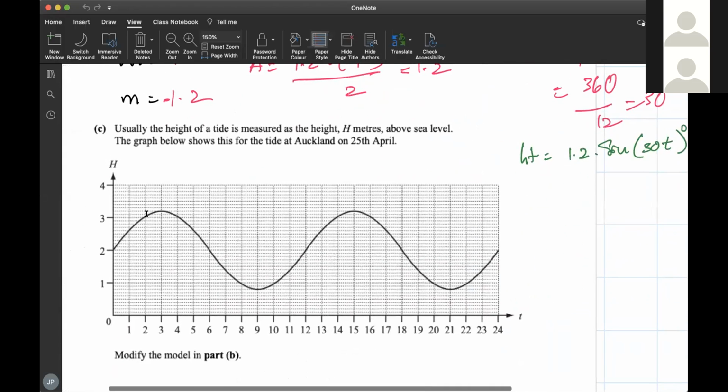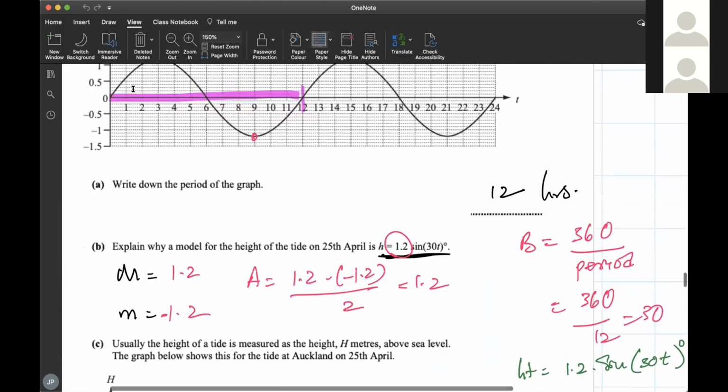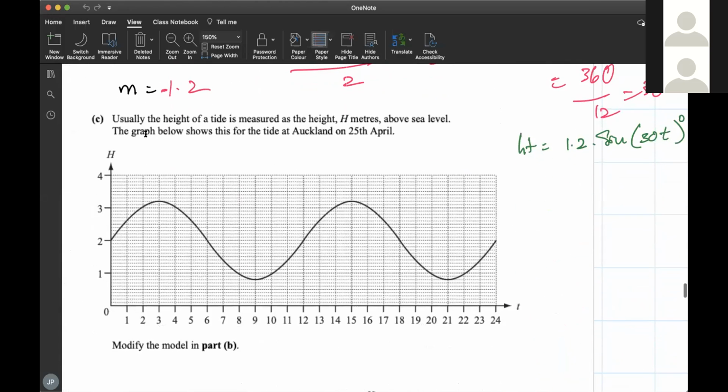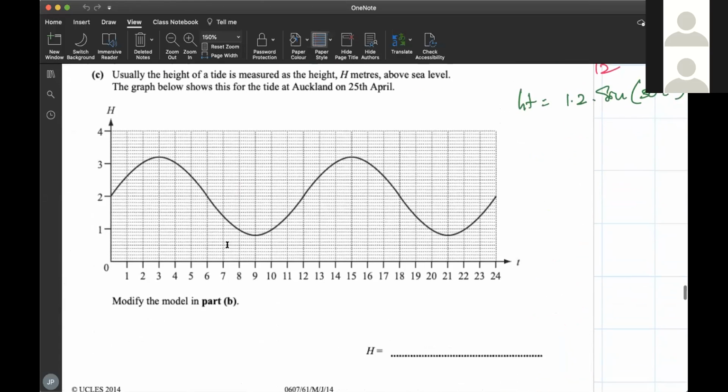And here's the next part. They said, usually the height of the tide is measured with capital H meters above sea level. So there is a new graph. As you can see, the starting point is 2 here. It was starting at 0 here. That's the difference now. So there's a slight shift, like a vertical shift. And they've asked, what is that vertical shift? I think they've said modify part B. Last time we saw the vertical shift was the D, that horizontal line. If you draw the horizontal line, that's at 2. That means the graph above is shifted up by 2. You can write capital H as 1.2 sine of 30t plus 2. Everyone who was here last time, this is all last time's notes, if you recall.